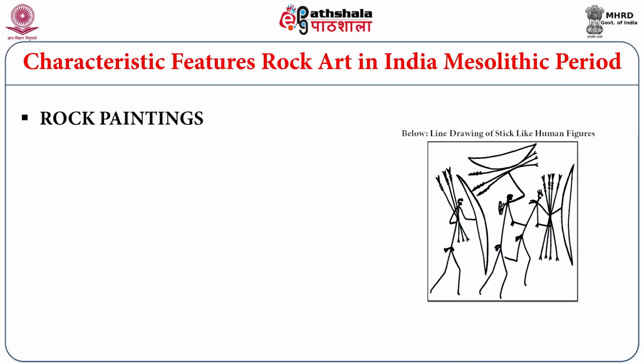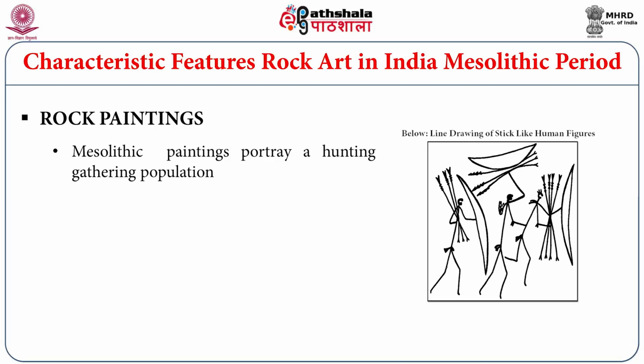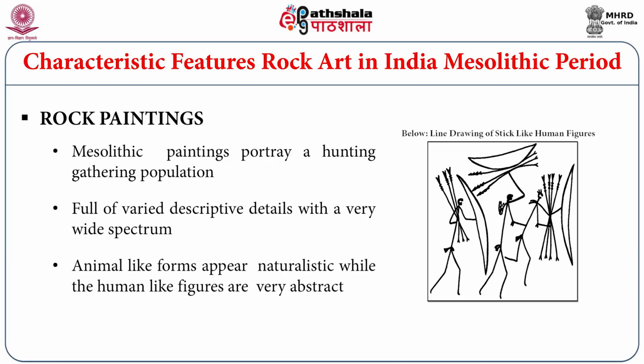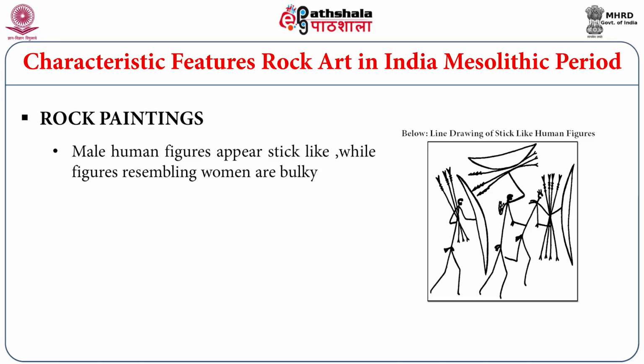Generally, the rock paintings of different periods show different characteristics. Mesolithic paintings portray a hunting and gathering population and they have different kinds of techniques and methods displayed here. Animal-like forms appear more naturalistic here, while the human figures are very abstract. So this is a kind of method or style these people adopted. Male human figures appear like a stick, while women are shown slightly bulkier.